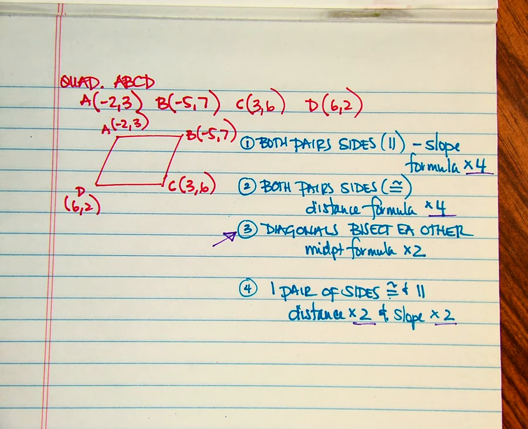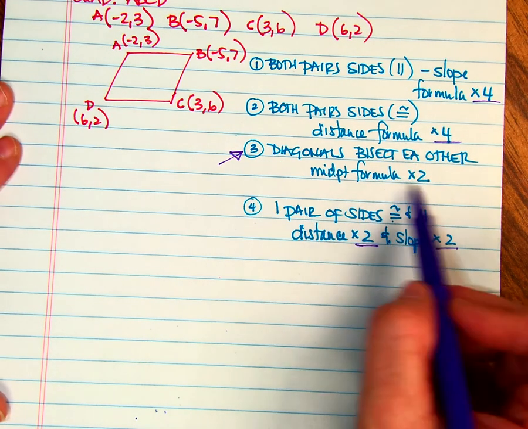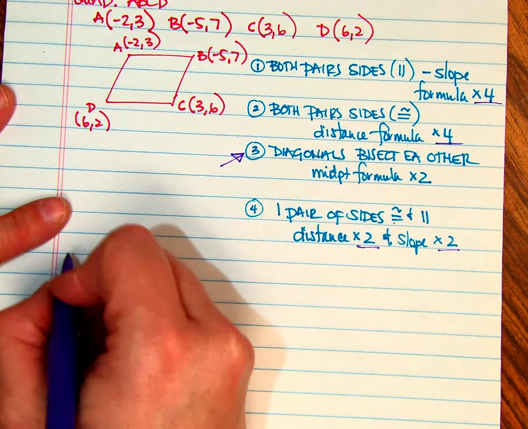And when we start proving rectangles and squares and rhombi and trapezoids, I would say 99% of the time I am going to use the diagonals because I have 2 diagonals versus 4 sides. So I am going to show that the diagonals bisect each other. So I'm going to use the midpoint formula twice.